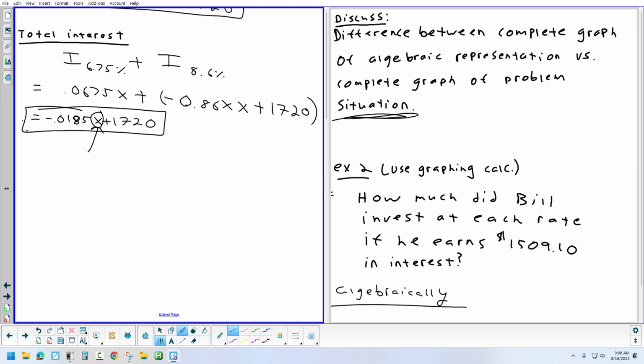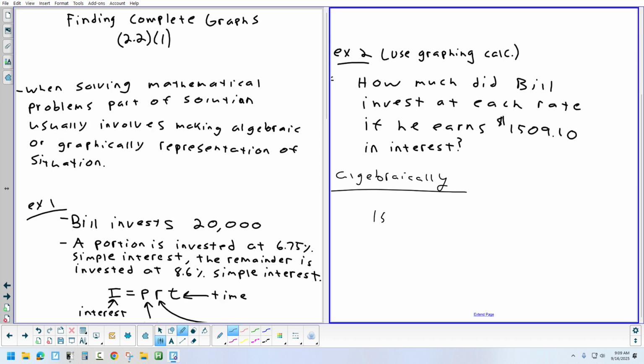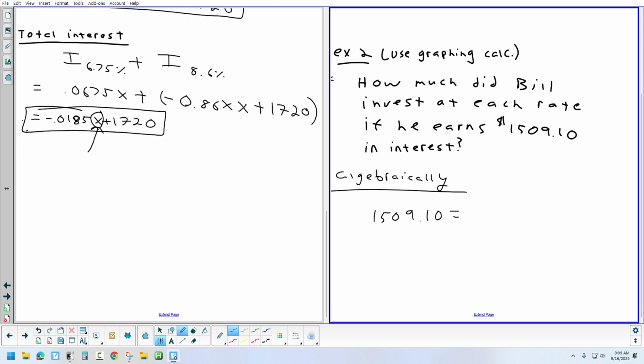So is it going to go on the left side or in for the x? The other side of the equation. Right, that's the dependent, right? This 1,509, that's a dependent amount. That depends on how much money he put in each investment. So that goes on the side where the dependent variable is. Okay, so we've got $1,509.10 equals negative 0.0185x plus 1720.